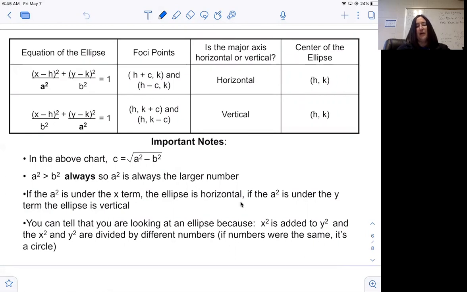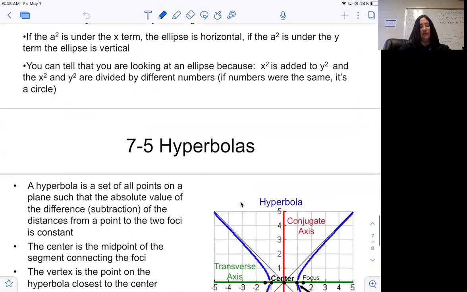Notice that c equals the square root of a squared minus b squared. So that's how you find that value of c. A squared will always be bigger than b squared. So if your a squared is under your x value, then that x, or your horizontal, is your major axis. If your a squared, which is the bigger value, is under the y squared, then the vertical axis is your major axis. So that's something to look for as you're looking at the equation of an ellipse.